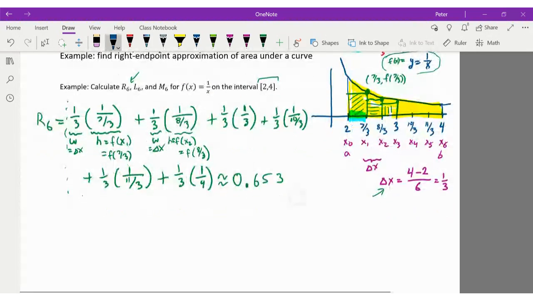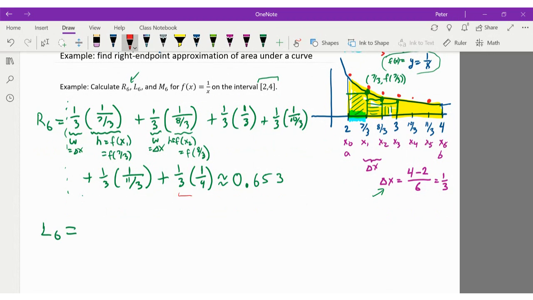All right, so that's the right endpoint approximation. Now, if instead I want to find the left endpoint approximation, L6, so what I'm going to do is pick that point, that point, that point, that point, that point, and that point. So I'm going to use the first point, 2, but I'm not going to use the 4 at the end. So it's going to be basically the same calculation, except that this is not going to be there, and there is going to be a different one at the beginning. So we can set that up.